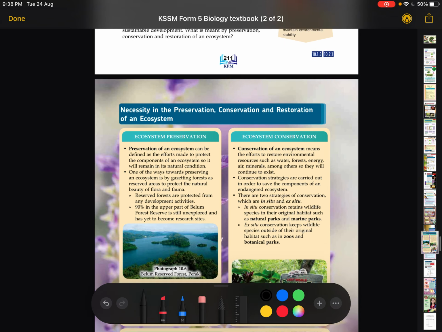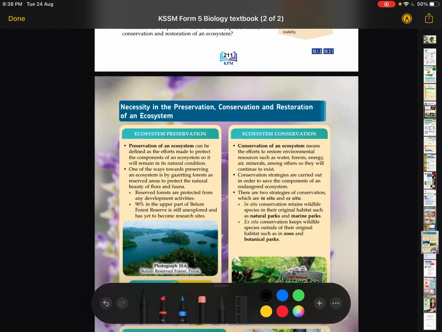Okay. Next, preservation, conservation, and restoration of ecosystem. What do these mean? So for preservation, long story short, it means protecting the ecosystem so that it will remain in its natural condition. For conservation, it says here, restore environmental resources such as water, forest, energy, air, minerals, and among others, so they will continue to exist. But what conservation really means is using it for your own benefit, but do not use it all up.